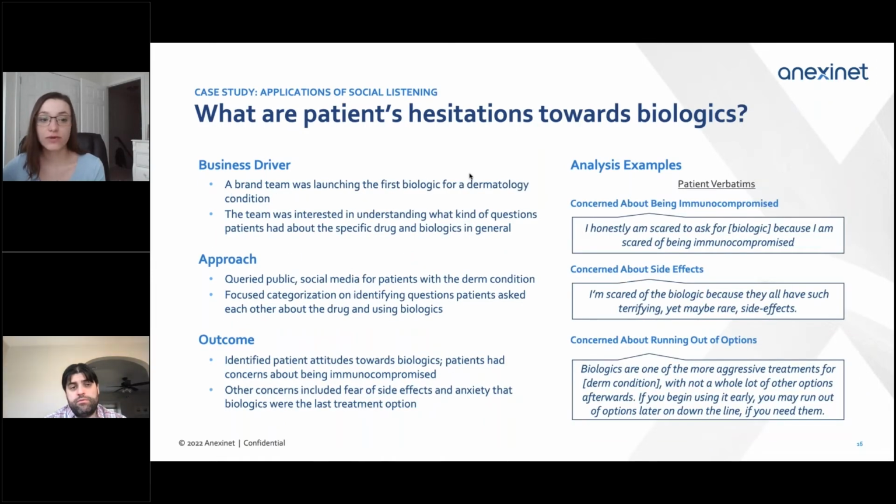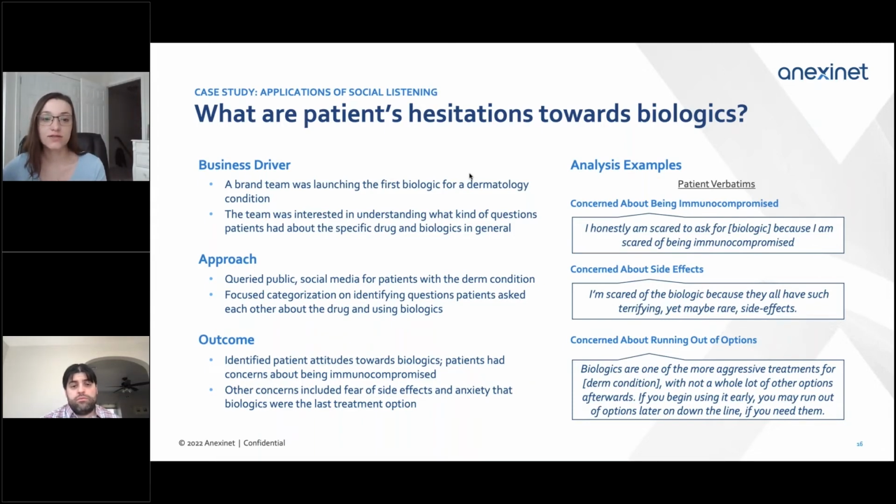And finally, we know investigating patient attitudes is an excellent use of social data, particularly when the clear reasons for those attitudes aren't readily available through standard channels like patient to provider conversations, focus groups, or surveys. So in this example, a dermatology brand was curious about patient hesitation towards incorporating biologics into their treatment regimen, and whether there were gaps in patient knowledge about biologics.